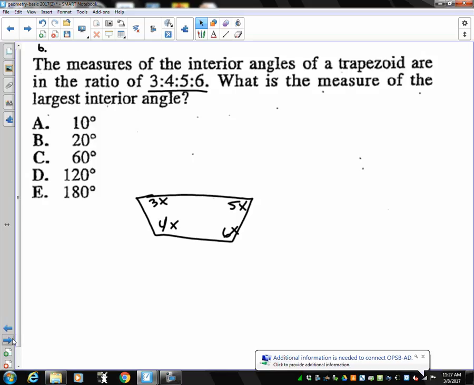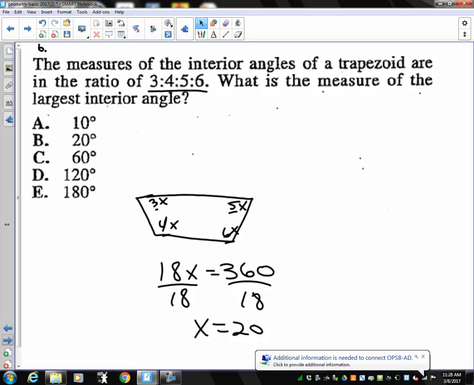Now, if I sum those angles up, 3 and 4 is 7, and 5 is 12, and that's 18. So we'll get 18x equals 360. Now we'll divide by 18, and we'll get x here to be 20. So now my largest angle here would be the 6x, and if x is 20 here, 6 times 20 would be 120.